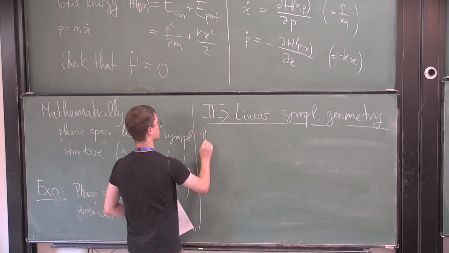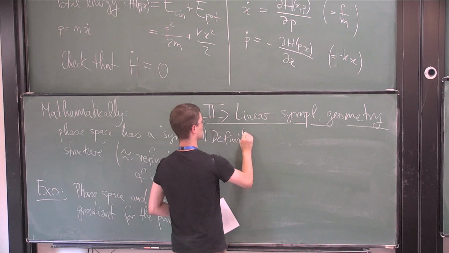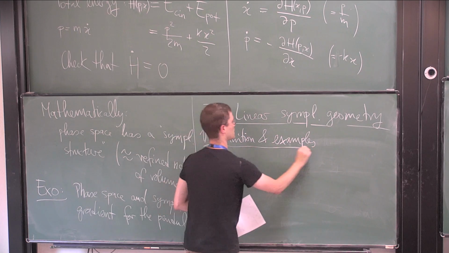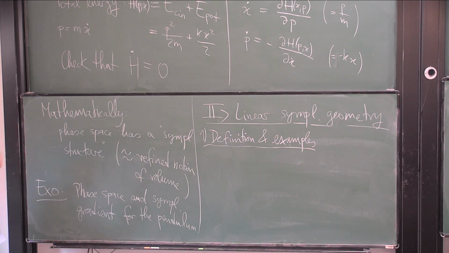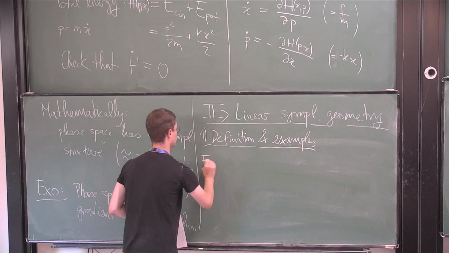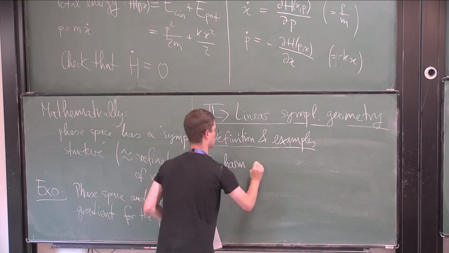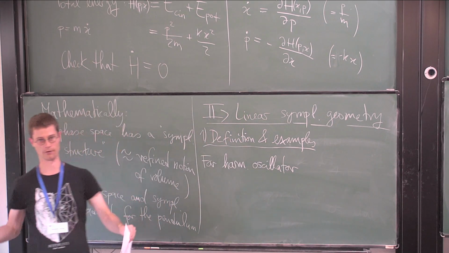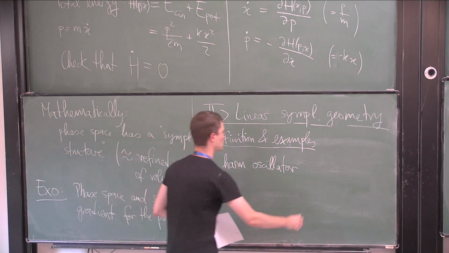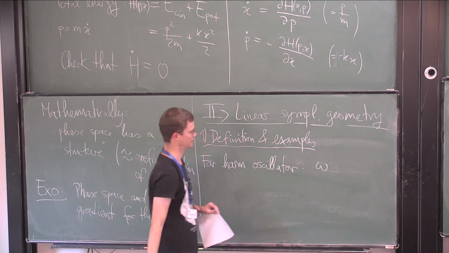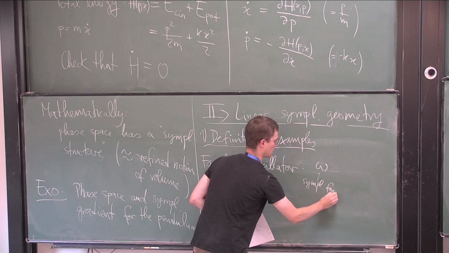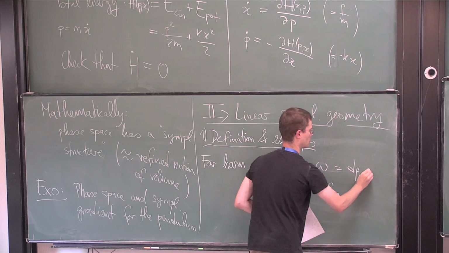Okay, well, definitions and examples. Let's come back to the harmonic oscillator. What is actually the symplectic form for the harmonic oscillator? Well, we are in 2D. So in 2D, a volume is already an area, so we just have areas. The symplectic form, I will always write it as omega, is given by dp wedge dx.